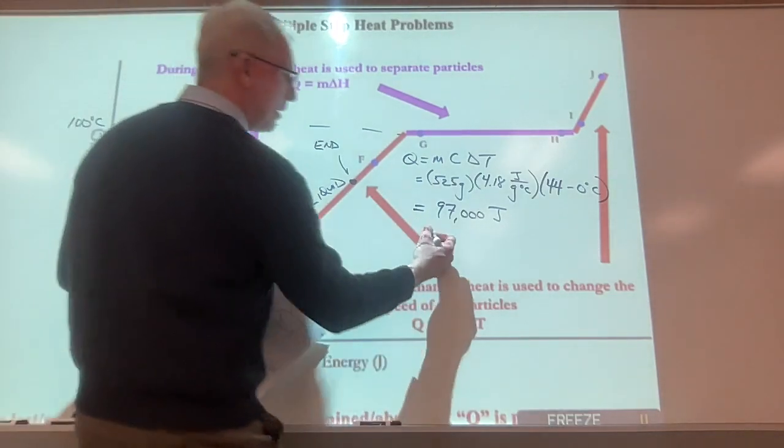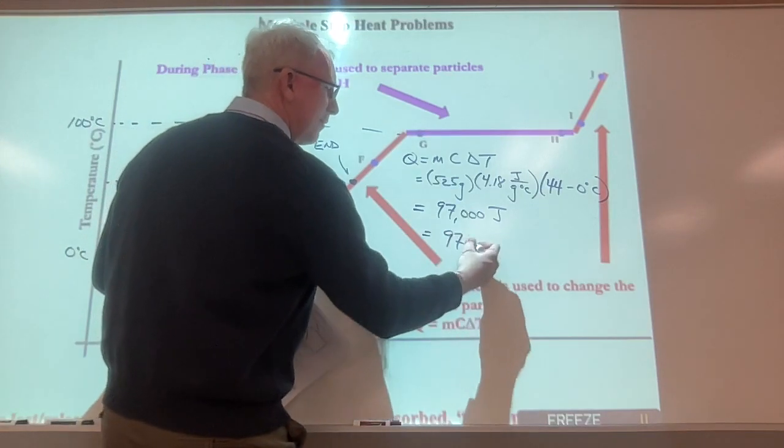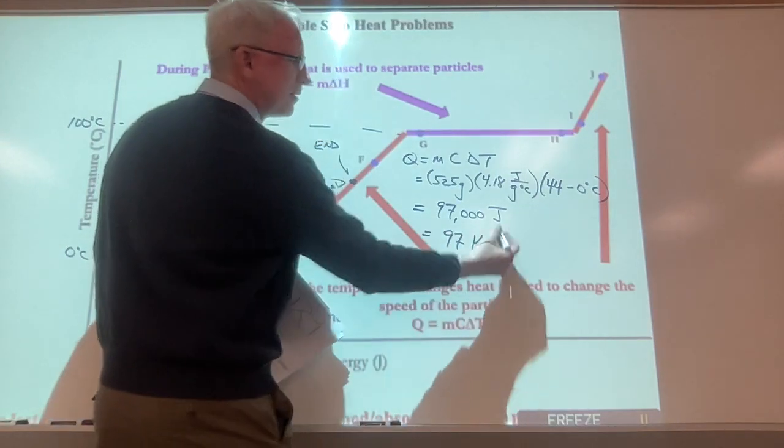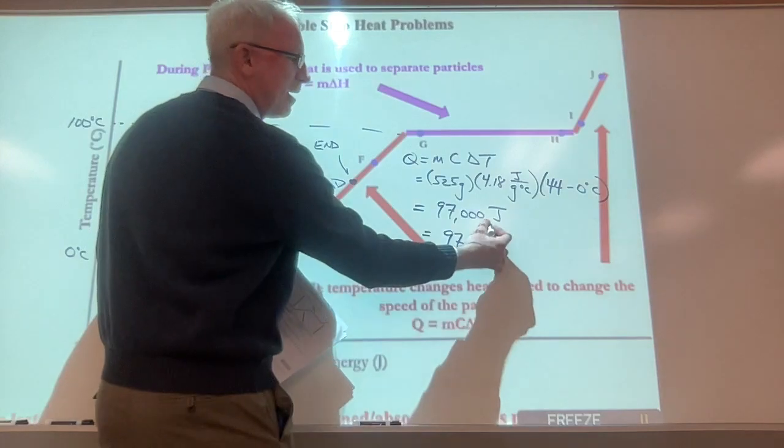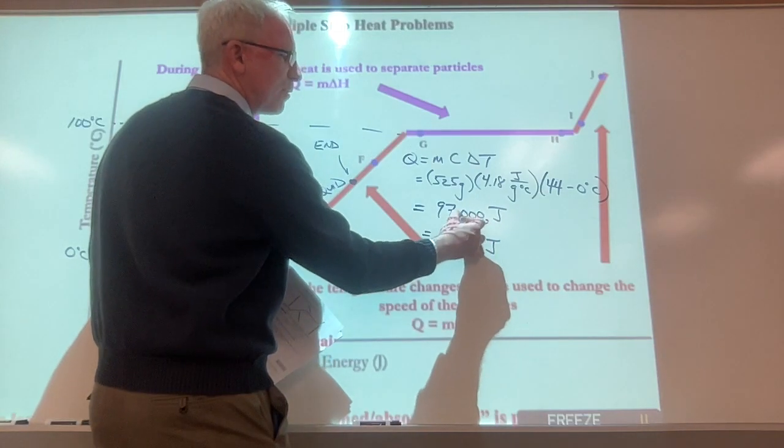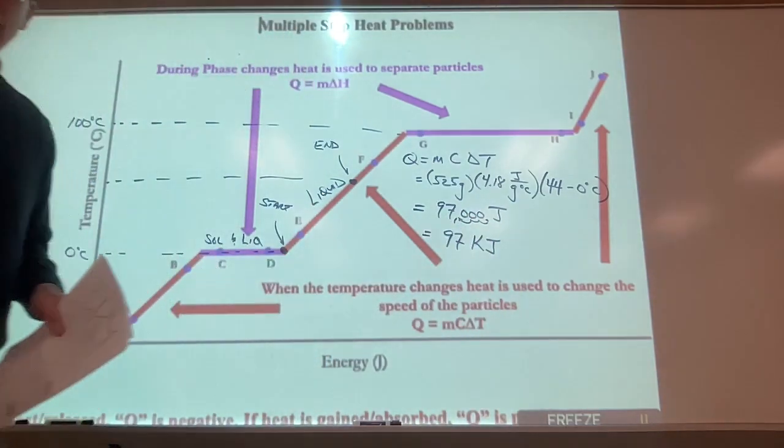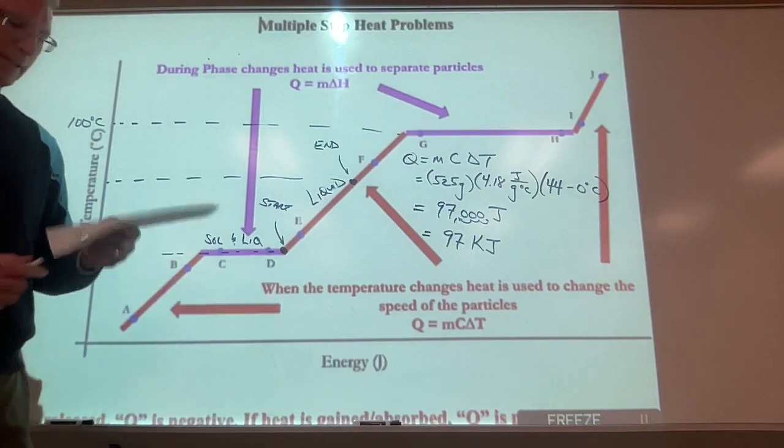Or you could report it as 97 kilojoules, because if we took our decimal place there and moved it 1, 2, 3 places, we'd be left with 97. So that'd be 97 kilojoules.